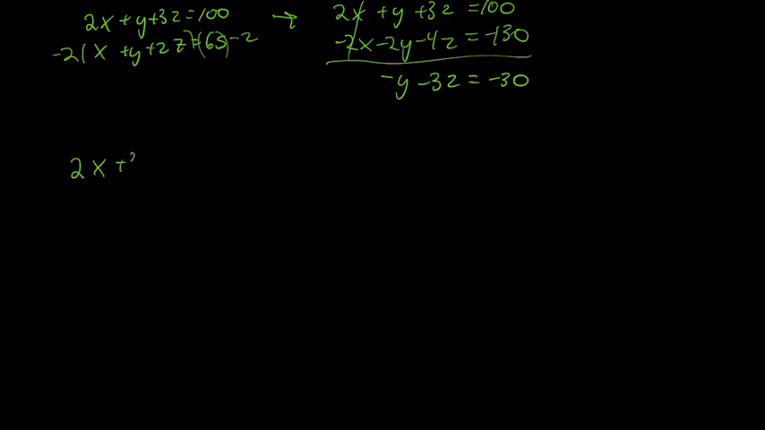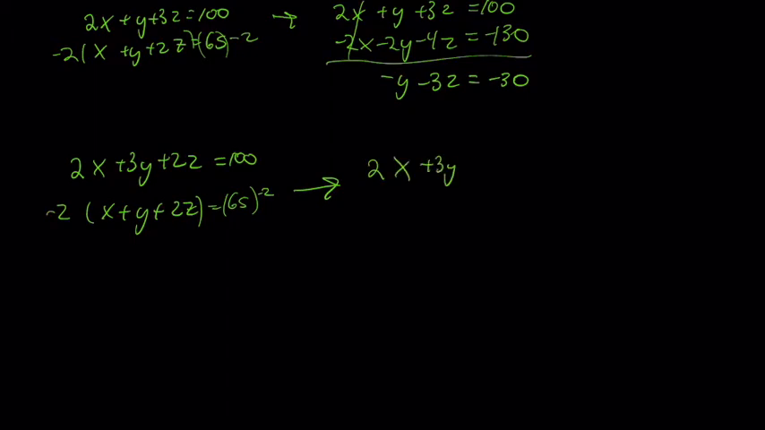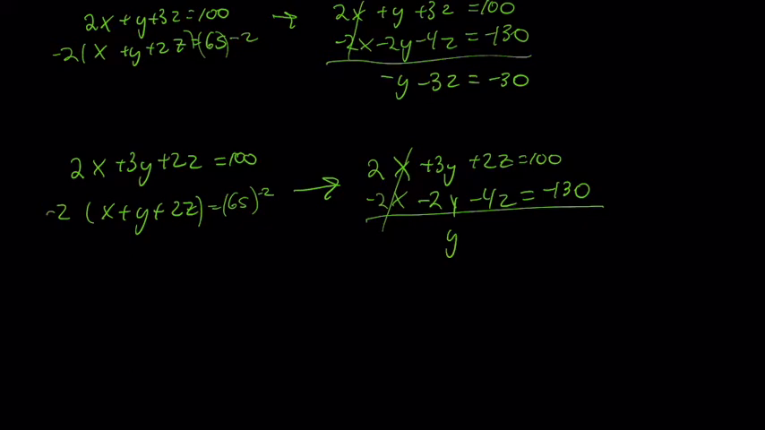Next, I have 2x plus 3y plus 2z equals 100. This is my equation for assembly time. And I am again going to take x plus y plus 2z equals 65 and multiply it by negative 2. So my x's will cancel out. That gives me 2x plus 3y plus 2z is 100, and negative 2x minus 2y minus 4z equals negative 130. My x's cancel out. I have a positive y minus 2z equals negative 30.